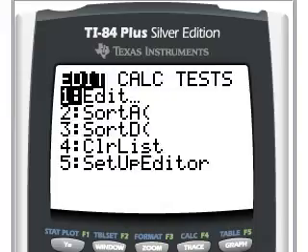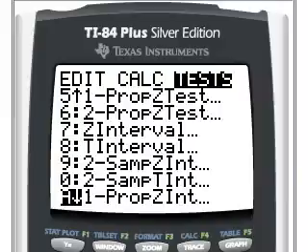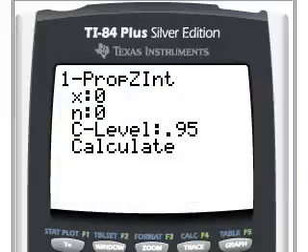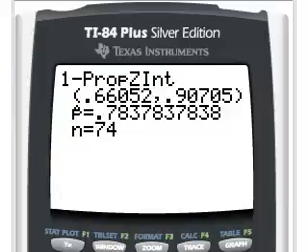On our calculator, we do STAT and then TESTS. We scroll down. We get 1-PropZInt. Our x is 58. Our n is 74. Our confidence level is 0.99. Then Calculate. Our confidence interval is 0.66 to 0.91.